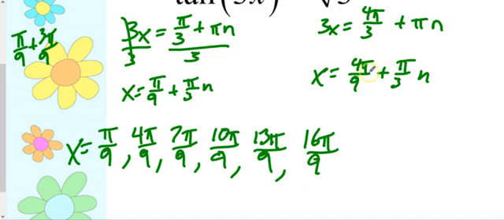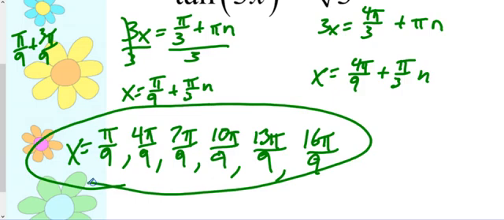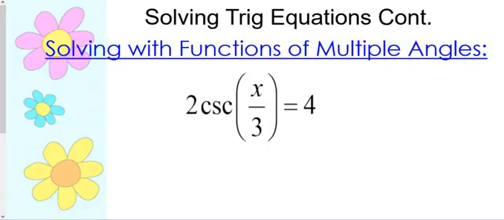Now if you look at your other one, you'll notice that, oh hey, 4 pi over 9 was what I wrote second right here from just adding. So we actually got our other solutions for that. So those are our 6 solutions there.